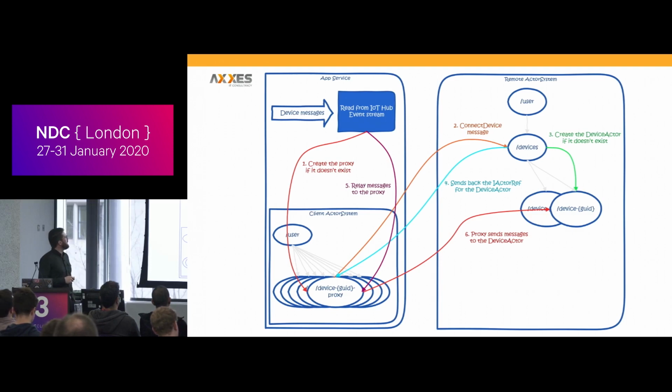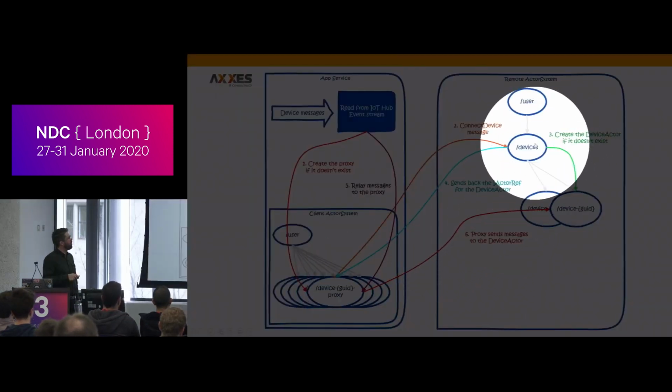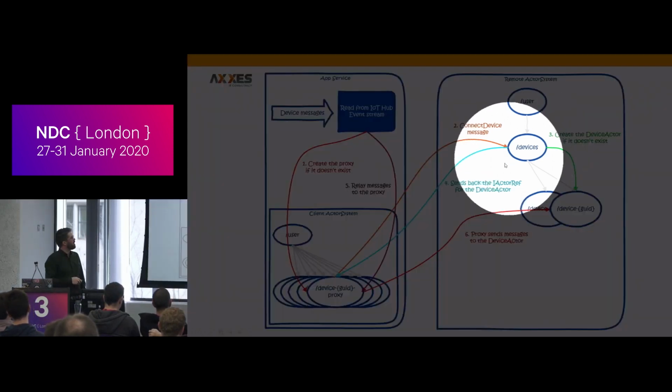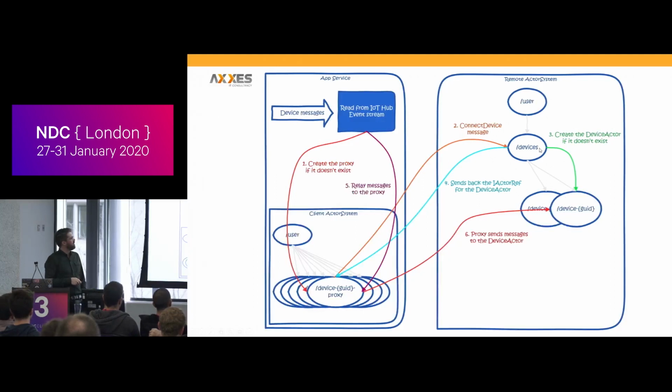And how that works is you create an actor system in your client. That's your client actor system. And you're going to have a bunch of actors there. So what I will do is I will create a proxy actor for every device, identified by its UUID. And that proxy actor on startup will talk to the remote actor system, and it will ask the top level actor there. It will send a connect message. It's like, hey, I'm the device with UUID, blah, blah, blah. And that actor will figure out if the device already exists. If it doesn't, it creates it. And then it will pass the IActorRef back to the device proxy.